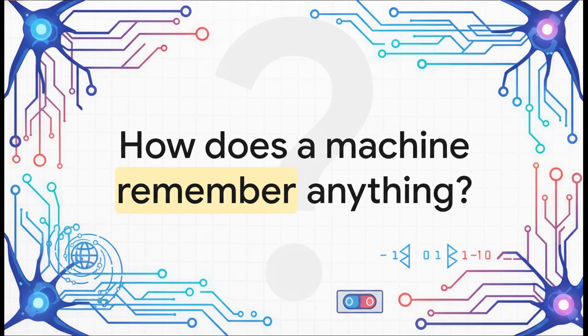Our brains, they have this incredible squishy web of neurons for storing memories. But a computer, it's got none of that. It's all just electricity and a bunch of super simple switches. So how on earth does it go from a basic on or off state to storing, well, pretty much the entire internet? The secret, it turns out, is a really clever trick of logic.